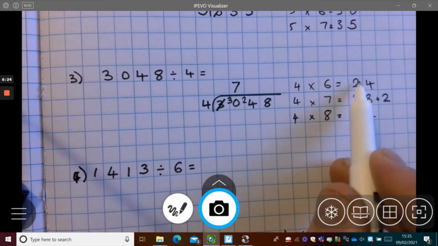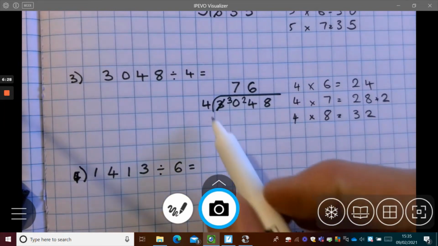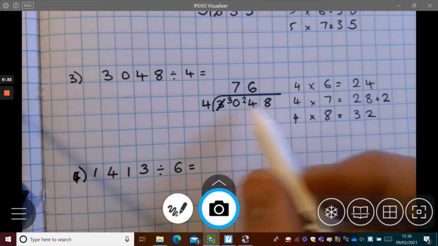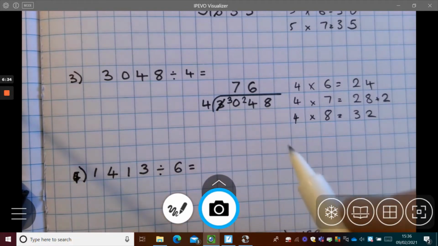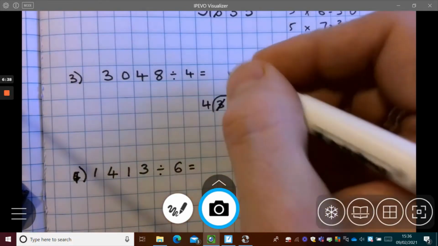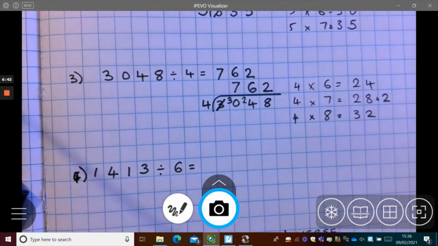4's into 24, okay, that's going to be 6. 4's into 8. I can make 2 groups of 4 in 8, so it's going to be 2. So the answer to that one is going to be 7, 6, 2.